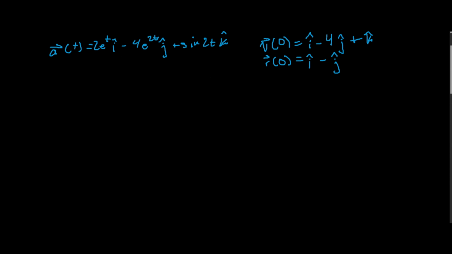Today I will show you how to find the position and velocity functions of a particle with a given acceleration function and initial conditions shown here. So this function here represents the acceleration of a particle with respect to time, and it is written as a vector-valued function. It is parametrized with the variable t representing time.